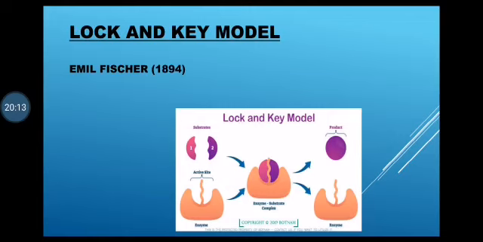This model shows both the substrate and the active site of the enzyme have specific shapes. There is no change in the shape of both of these two molecules. And this model also explains enzyme specificity. It means every enzyme attaches with a specific substrate.